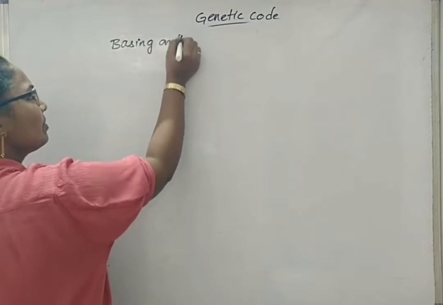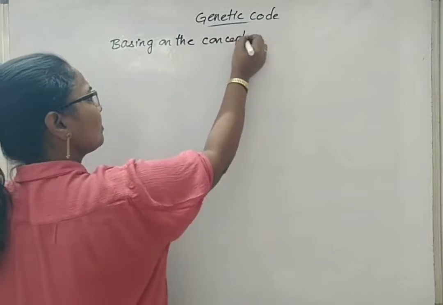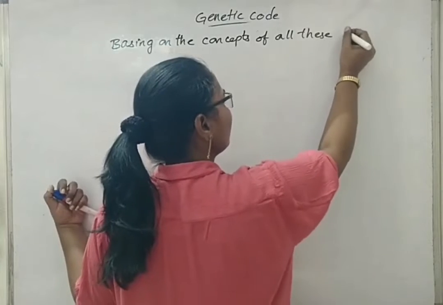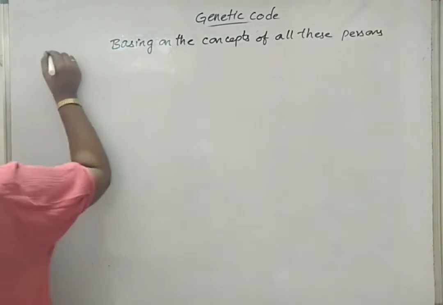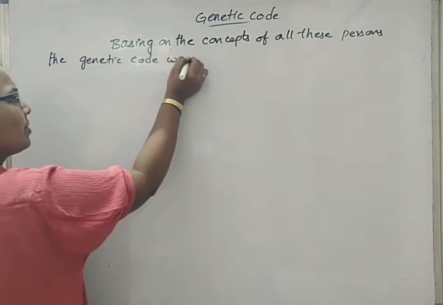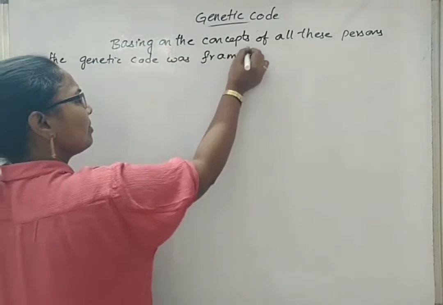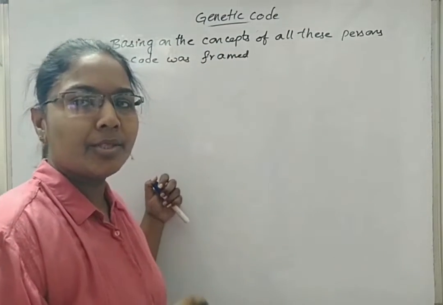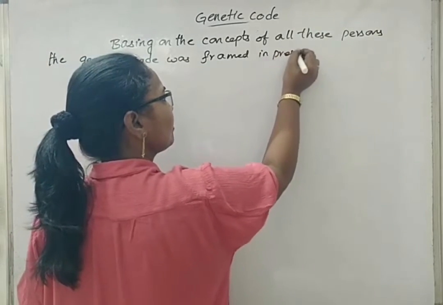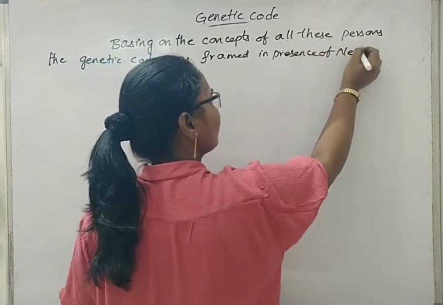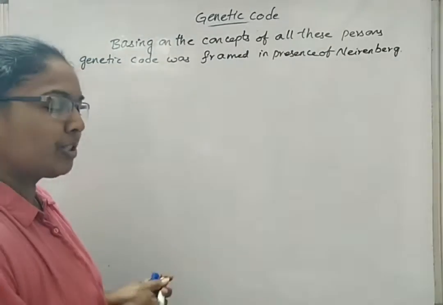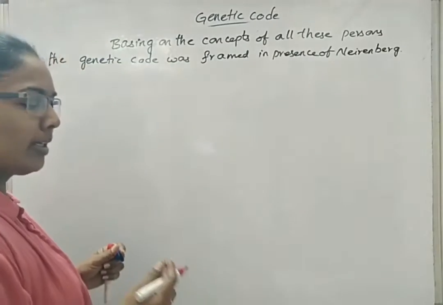Basing on the concepts of all these persons, the genetic code was framed. It was said that it is framed in presence of Nirenberg. But the idea was including all the propositions of all types of scientists and persons who are involved in explanation of this genetic code.